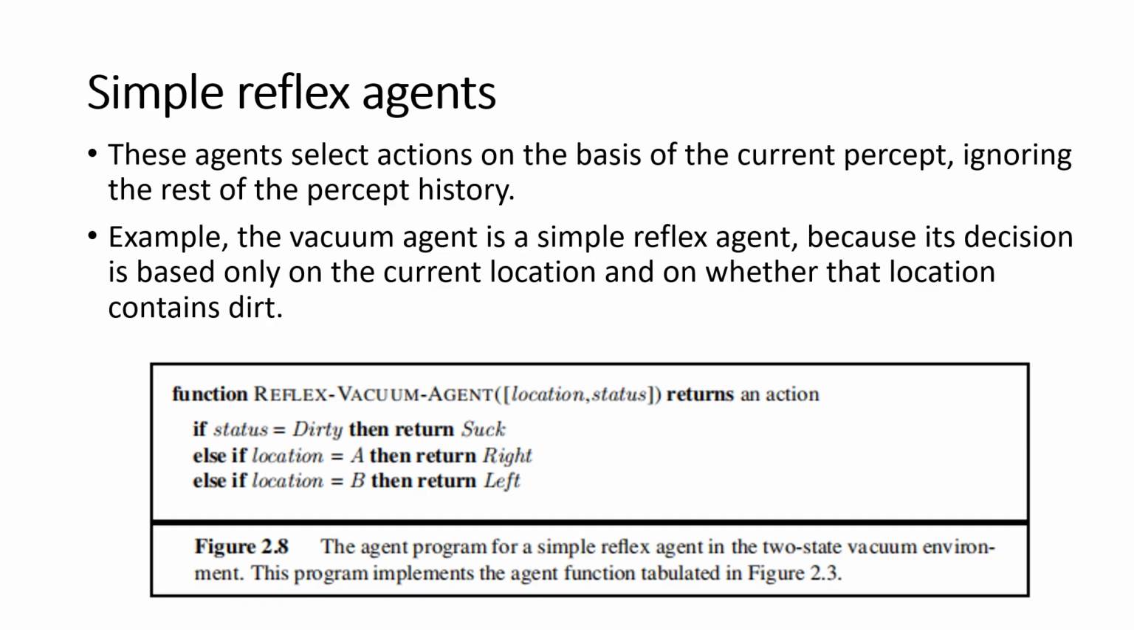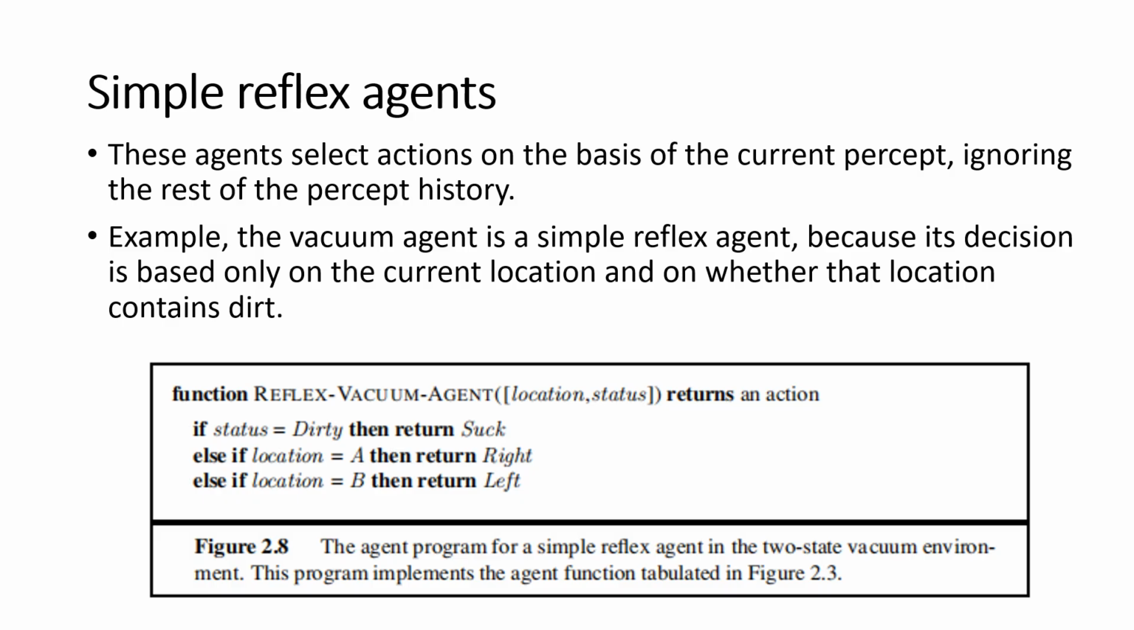First, we will discuss simple reflex agents. So these agents select actions on the basis of the current percept, ignoring the rest of the percept history. So that means it will not consider the history or percept sequence. It will only consider the current percept, and accordingly it will select the action. For example, a vacuum agent is a simple reflex agent because its decision is based only on the current location and on whether that location contains dirt. It is not checking the percept sequence. It is the vacuum cleaner world that only considers the current percept.